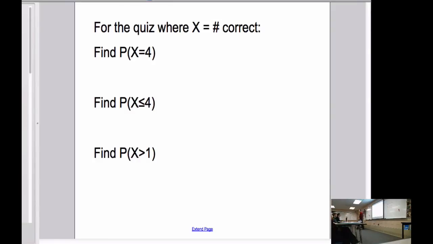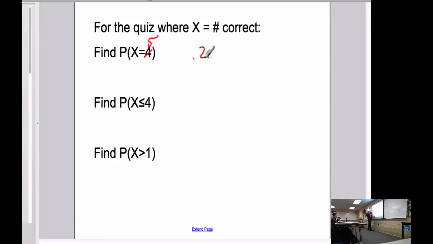For the quiz, where x is the number of correct, find the probability that x equals 4. In other words, well, let's change this to Andrew, who got 5 in all of them. So the probability that x equals 5. Okay, just watch on this one. What's his probability of success? If he purely guessed, there were 5 options. 1 out of 5, or a probability of 0.2.